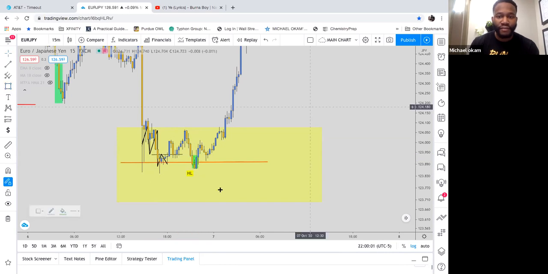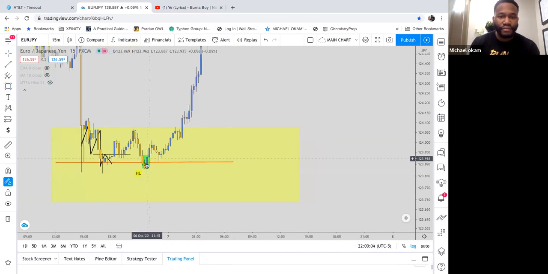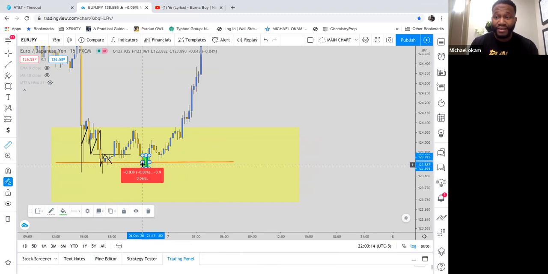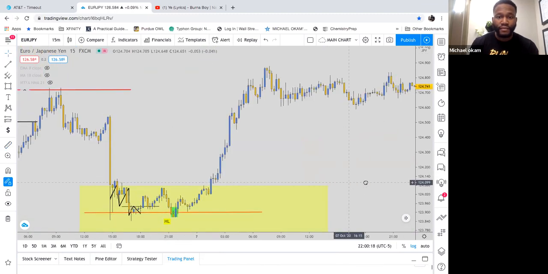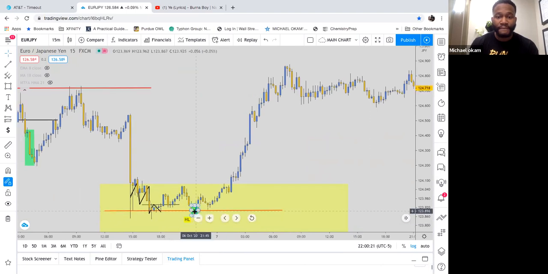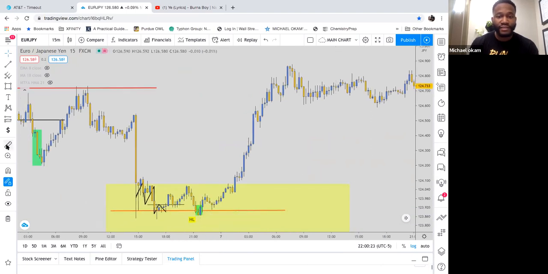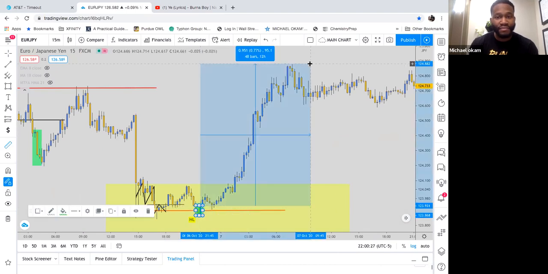Y'all see that bullish engulfing right here? Once that bullish candle closed, you're just buying. You probably experienced a three pip drawback, but look at the reward. That's also a variation, a bullish variation, bullish engulfing in this case. Yeah, look at the rewards, guys. Look what you did. Another 95 pips.